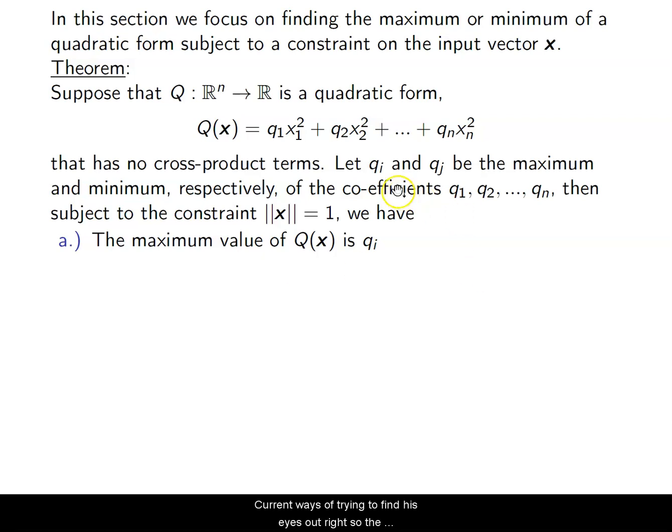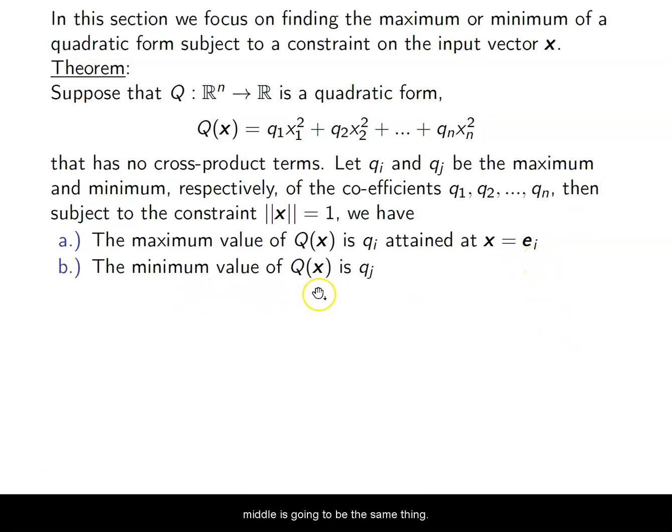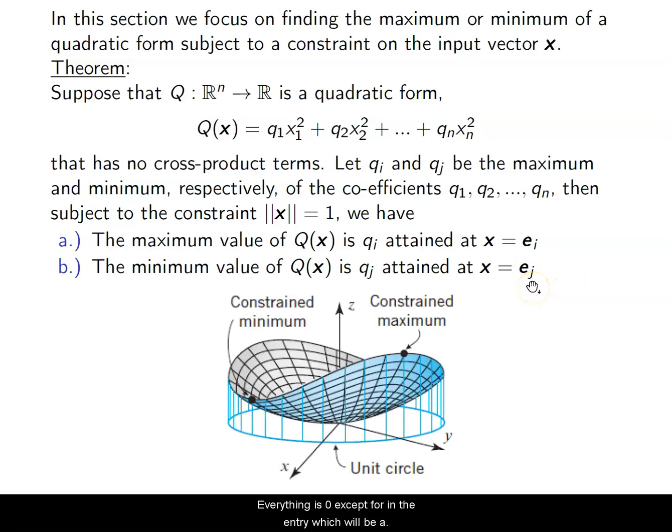So the maximum, which is Qi, right, the first one in this little series here, is going to happen at x equals e sub i, the standard ith unit vector, where it's 0 everywhere except for 1 in the ith position, right? And the minimum is going to be the same thing, okay? The minimum is going to be x equals e sub j, the standard unit vector where everything is 0 except for the jth entry, which will be a 1.